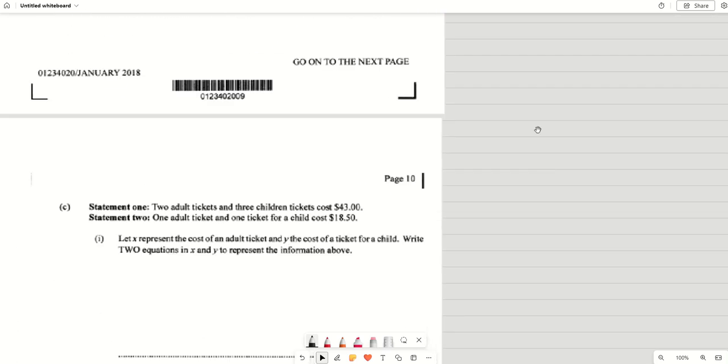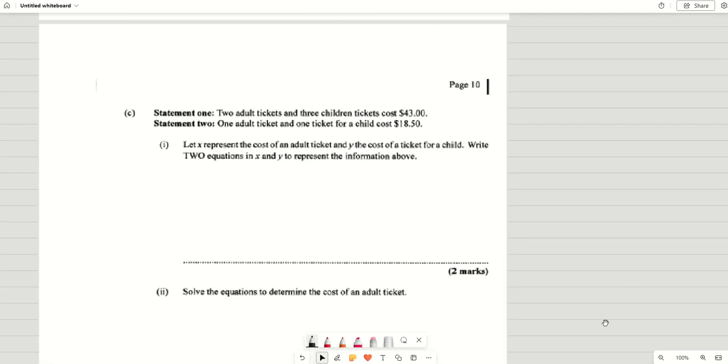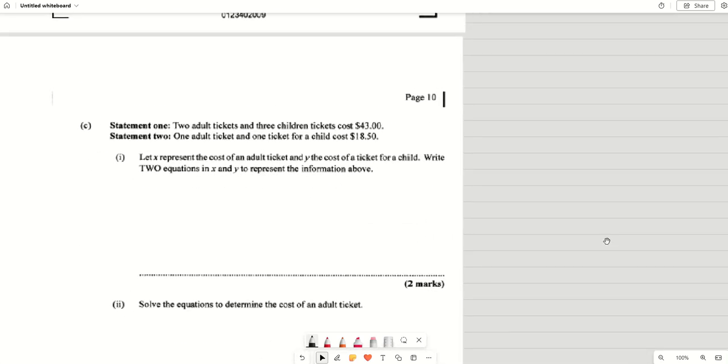All right, let's do, is this the last one? It is. Let's read the statement. 1, 2 adults and 3 tickets cost 43. So let's write that. 2A for 2 adults plus 3C for 3 children is equals to 43. 1 adult, let me write that here. 2A plus 3C is equals to 43. And 1A plus 1C is equals to 1850.